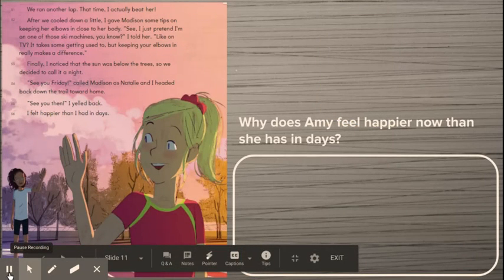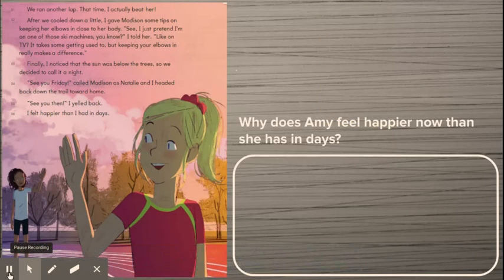As we continue to read, I want you to be thinking about this. Why does Amy feel happier now than she has in days? So think about why Amy is happier now.